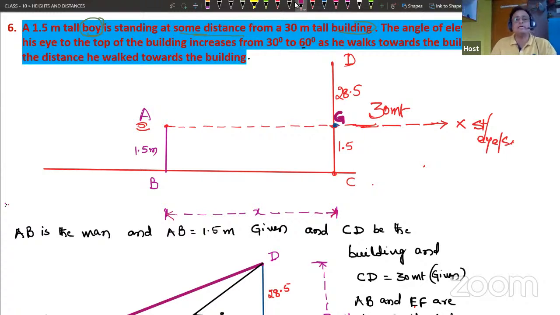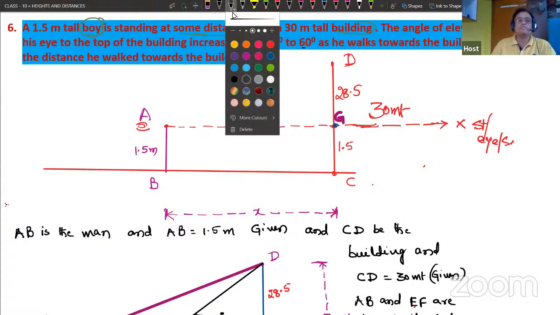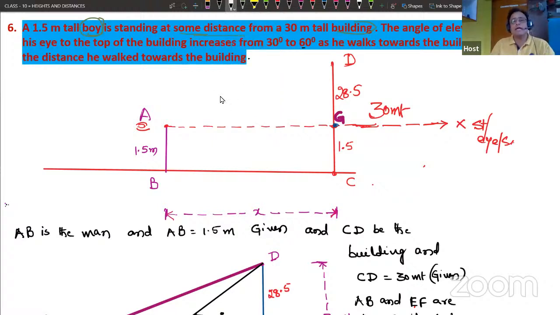Now read the question. This is very much important, my dear children. First, you need to understand the question properly. Look at it. The angle of elevation from the eye, that means the angle should always be measured from the straight eyesight to the top of the building. That means he has seen the top of the building.